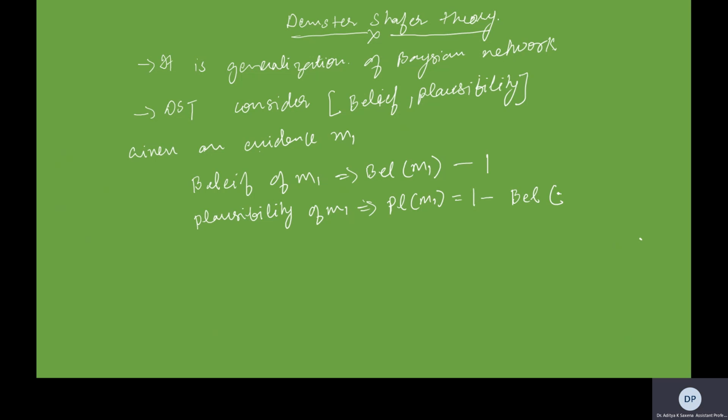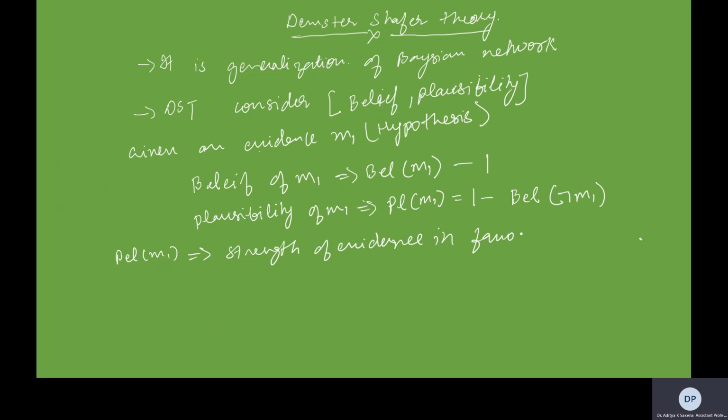What is the belief in the negation of this hypothesis? Here, M1 is the hypothesis. Now, what is belief? Belief is the strength of evidence in favor of the hypothesis. We can write belief of M1 is equal to strength of evidence in favor of the hypothesis.